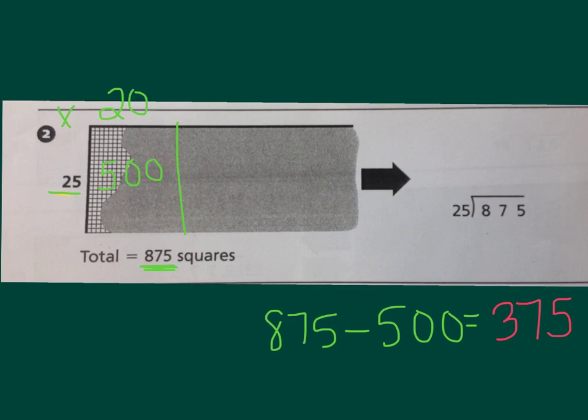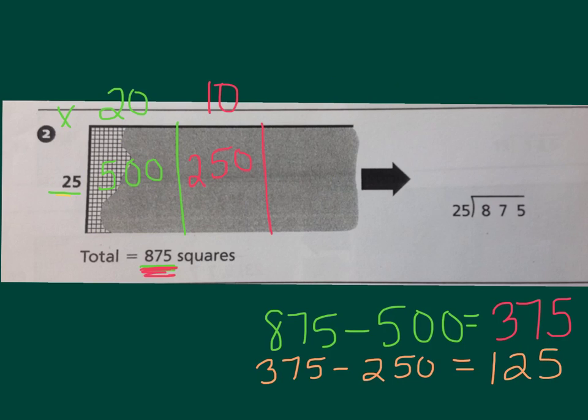That's too much. So I could do 25 times 10. 25 times 10 is 250. So now I have 500 and 250, which is equal to 750 out of the total of 875 squares. How many do I have left now? That's right.